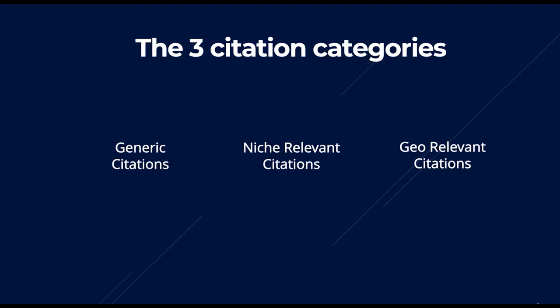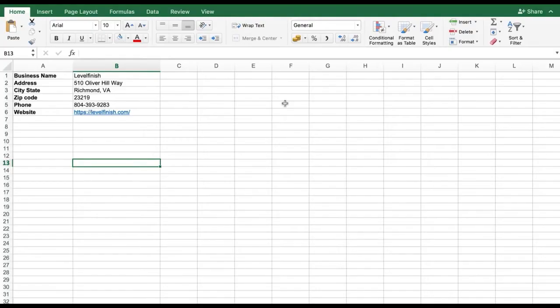In the video where I walk you through how to build a citation, I will show you live examples of each citation category. In this video, I'm going to show you how to perform a citation audit for your website. So before we even get into it, I want to explain that there's a couple of ways you can do this. The first is a manual method where you physically search for all the citations you have out there on Google. And the second is you use a tool called Bright Local, which kind of automates the whole process.